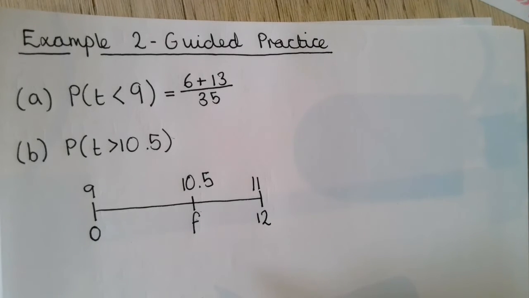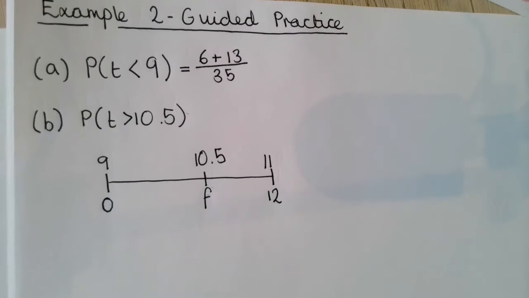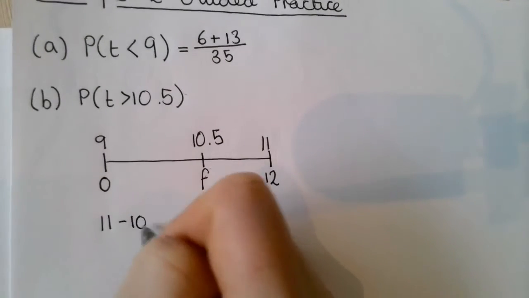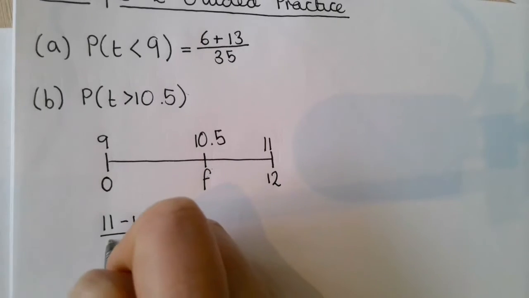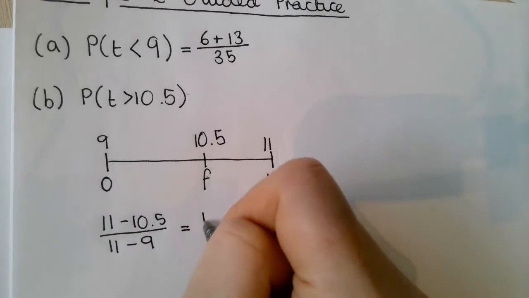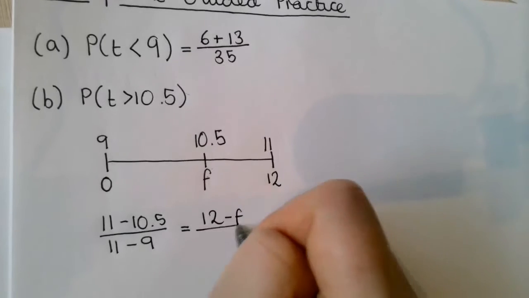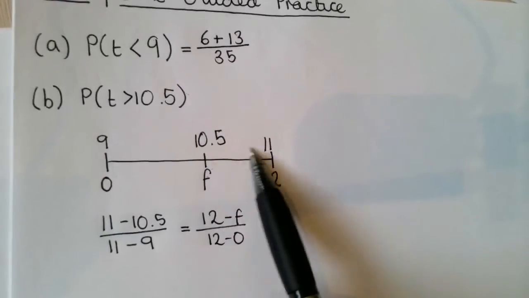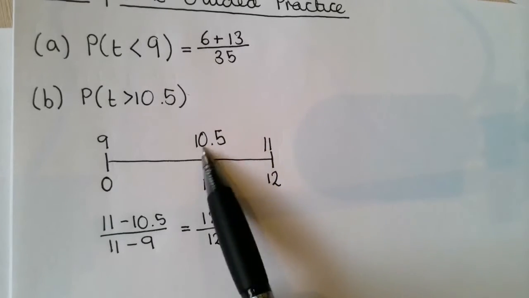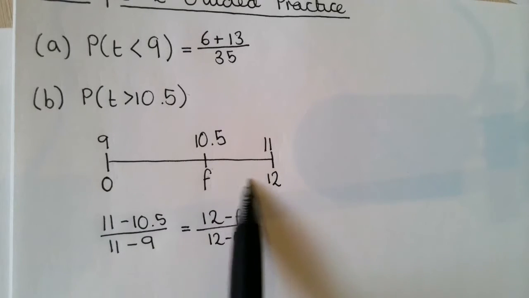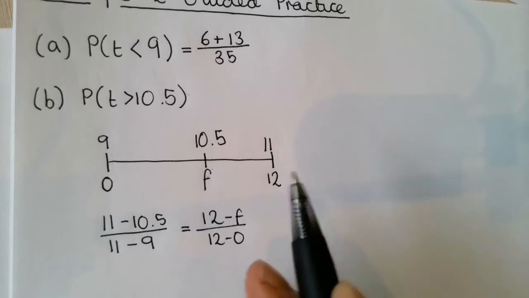Here, we're going to start by finding the proportion. So we're doing 11 subtract 10.5 over 11 subtract 9, and we're saying that is exactly equal to 12 subtract f over 12 subtract 0. So remember, we're doing the proportion of this distance over the whole distance, and we're setting that equal to the proportion of this distance over that whole distance.